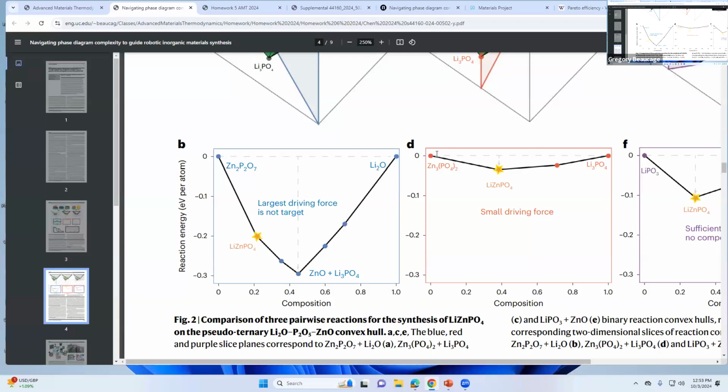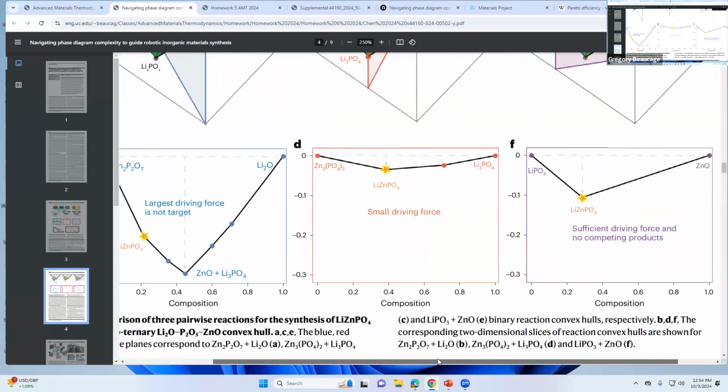Or it could be a case where there's not enough driving force, so it's not deep enough in this reaction energy level to drive that reaction. The kinetics make it so slow it would never happen. Right? Where there's other reactions like this, it would happen so fast, so it would just make that. Right? And then this is one where there's a case that's a good thing. Like that's the target material, it's the lowest and highest energy of reaction. So that one would go.